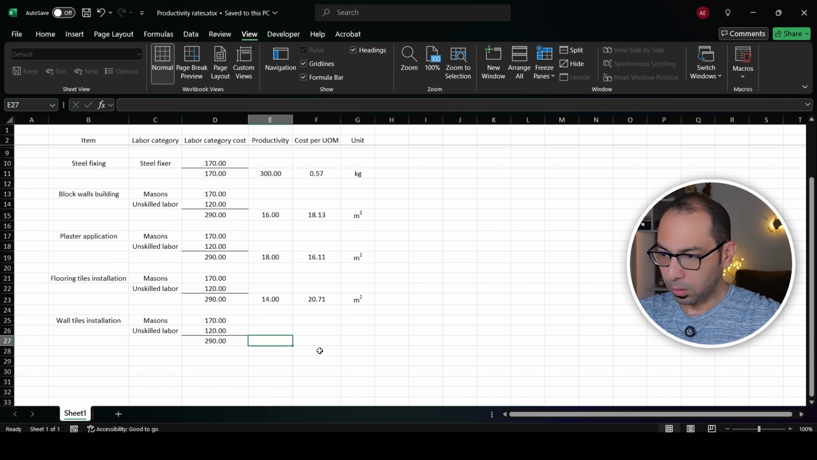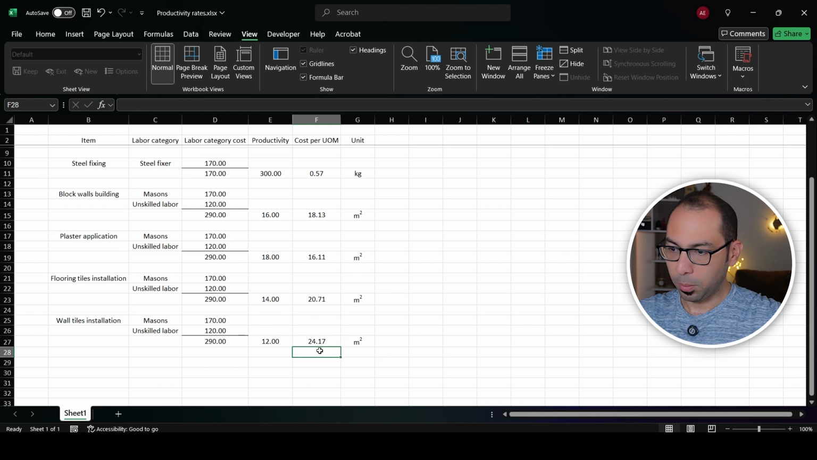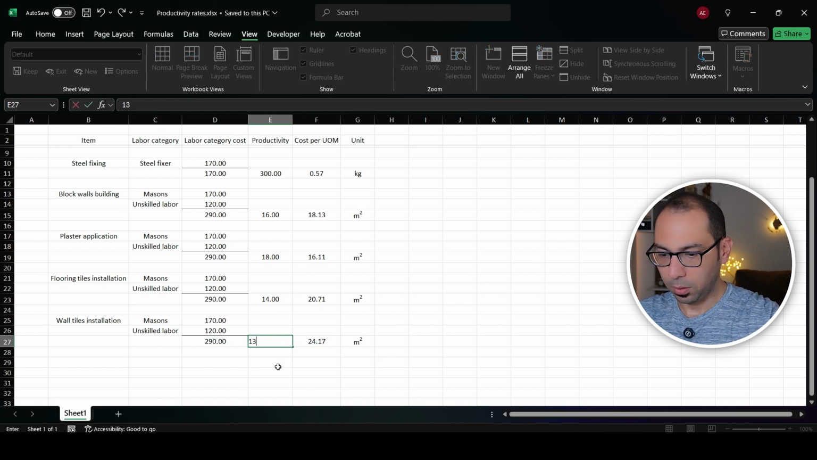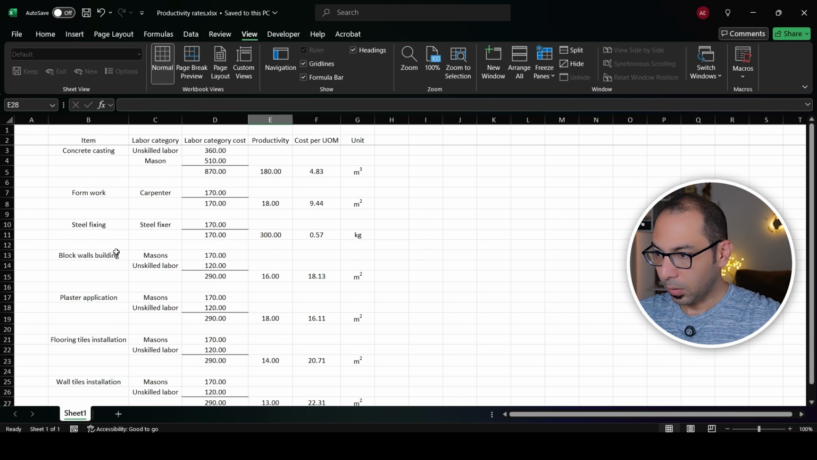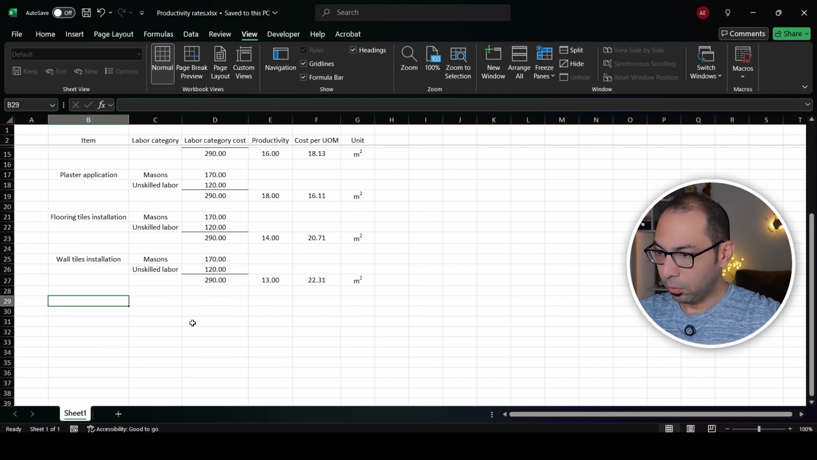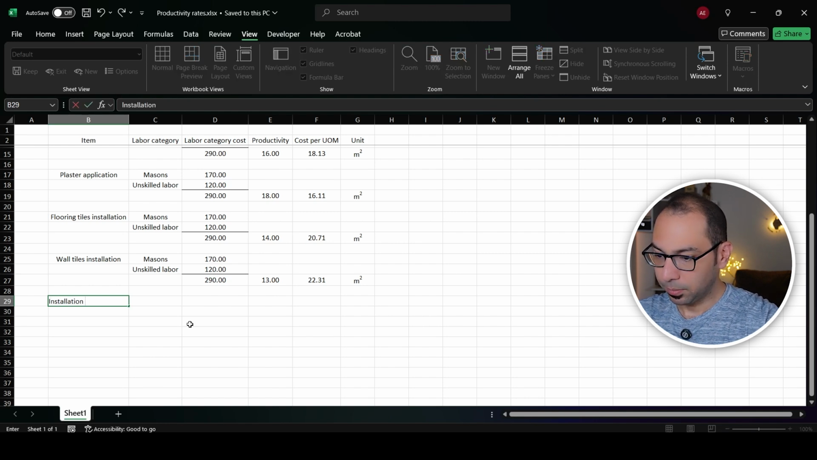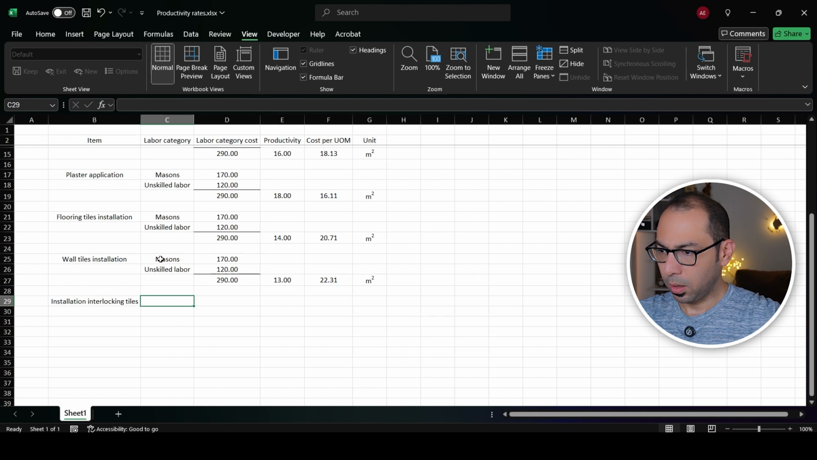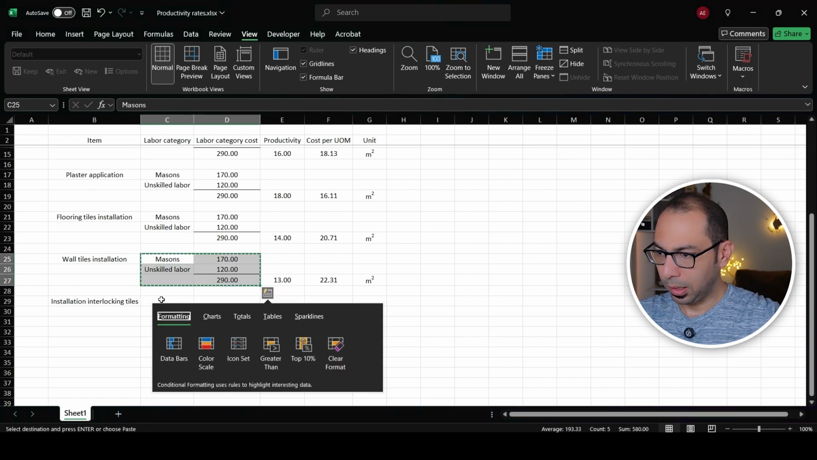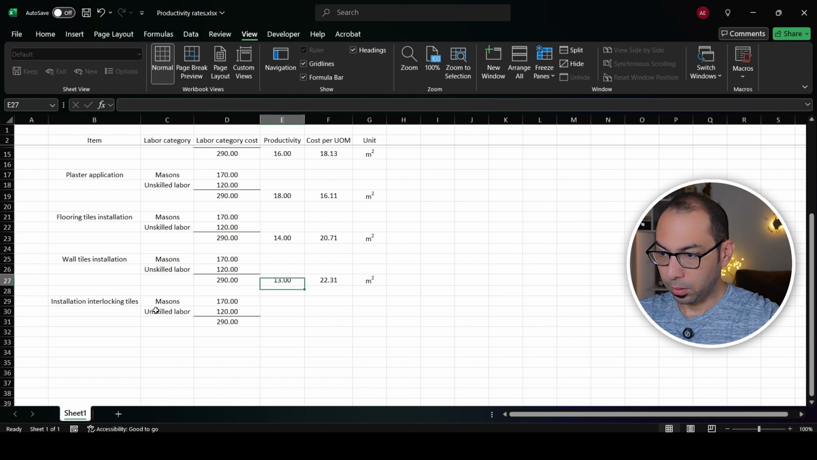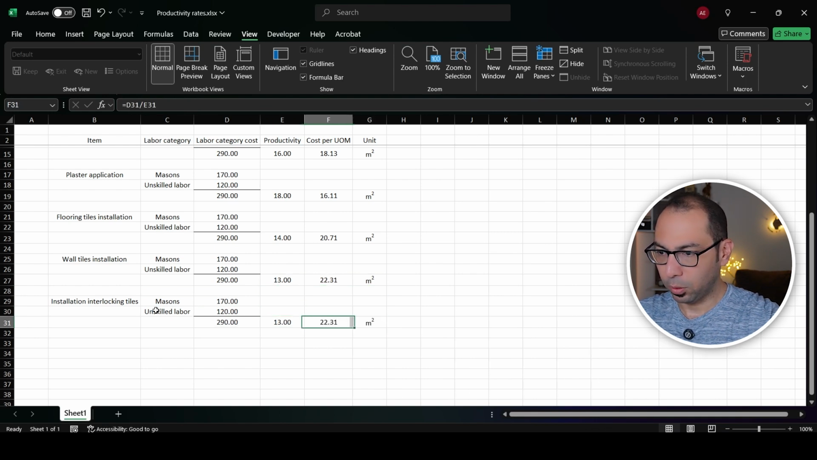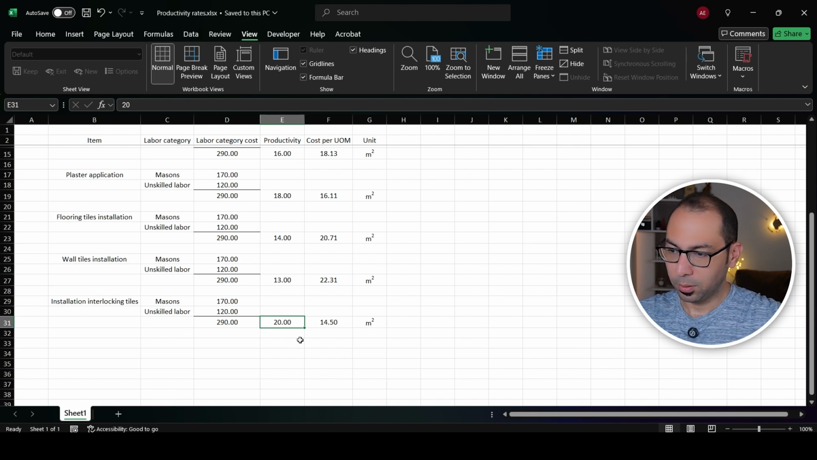And the productivity approximately will be a little bit less than the flooring. So let's say 12 square meters, so about 24. Can make it 13. Okay. Then after that, we need, let's say, installation of interlocking tiles. And for this, I need again one mason and one unskilled labor, and the productivity here will be higher than the wall tiles and the floor tiles, so it will be within the range of 20, so that's around 14.5 per square meter.